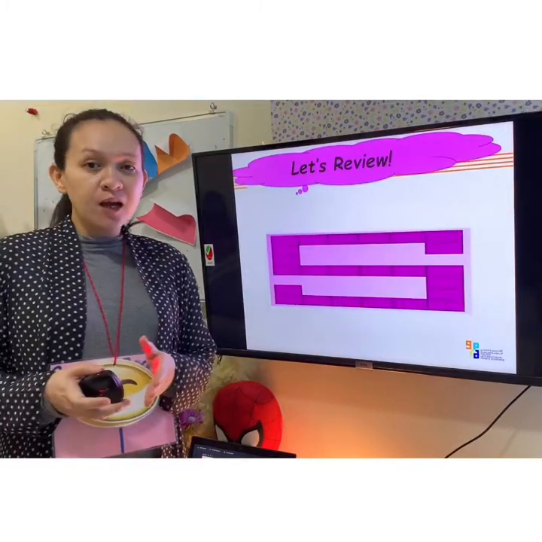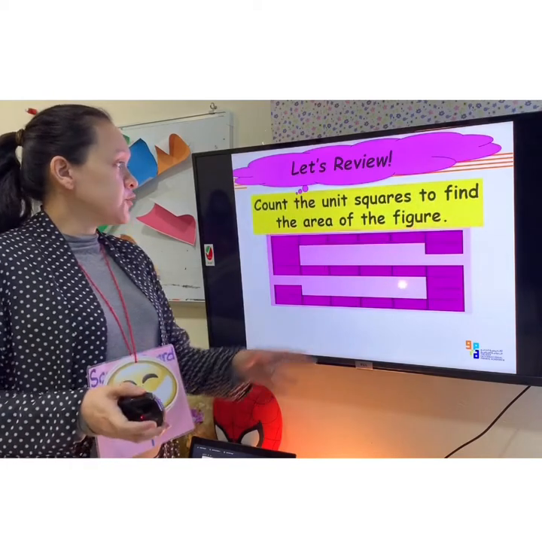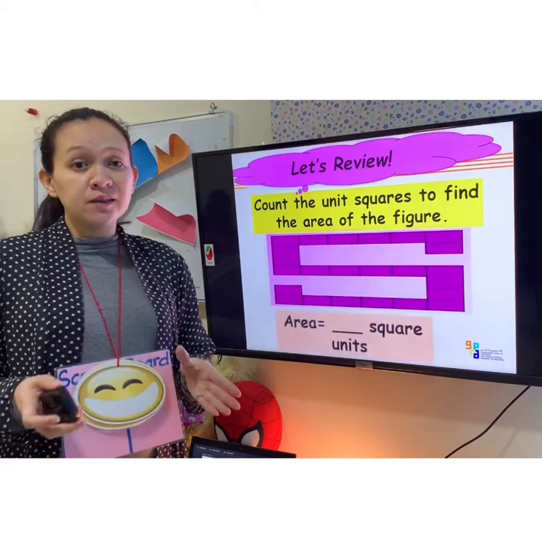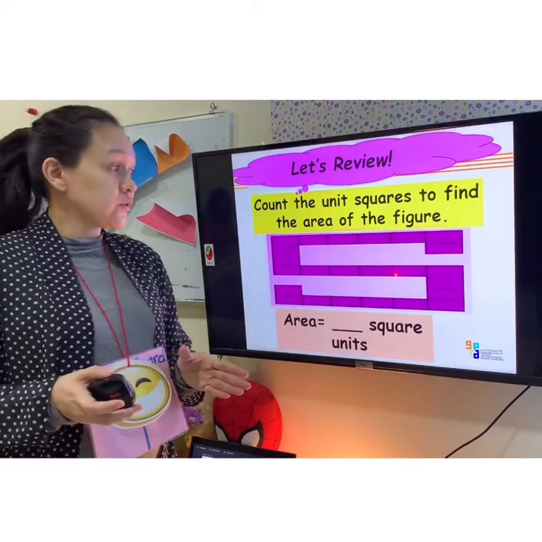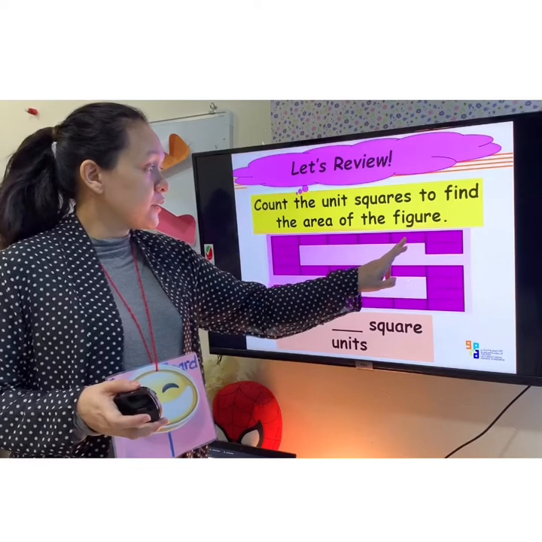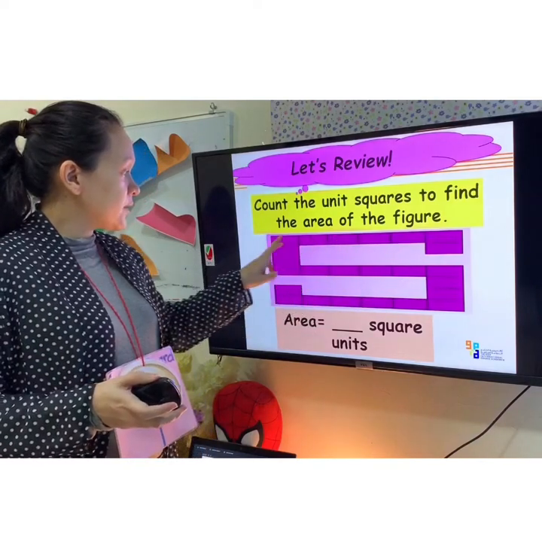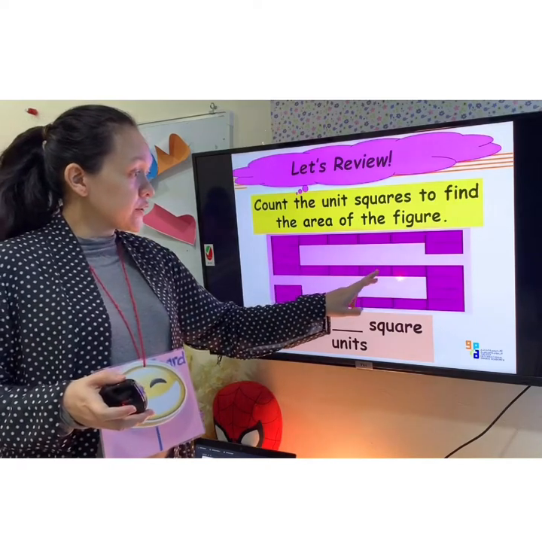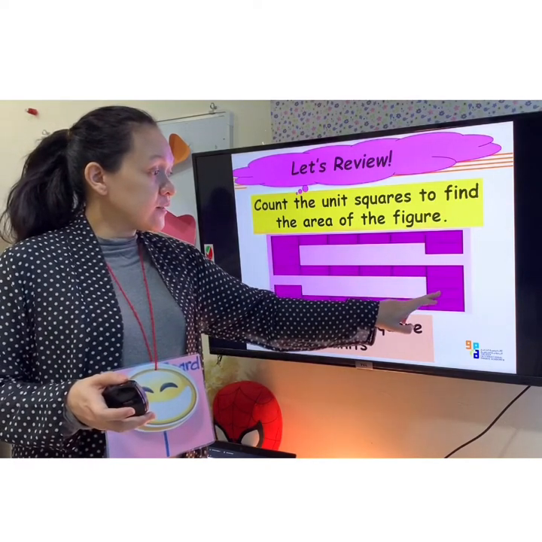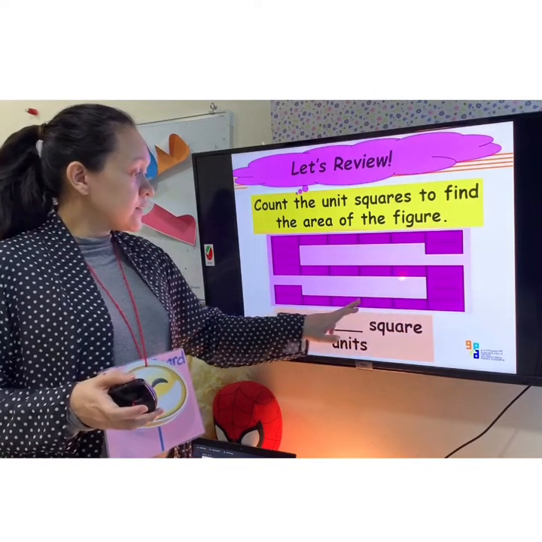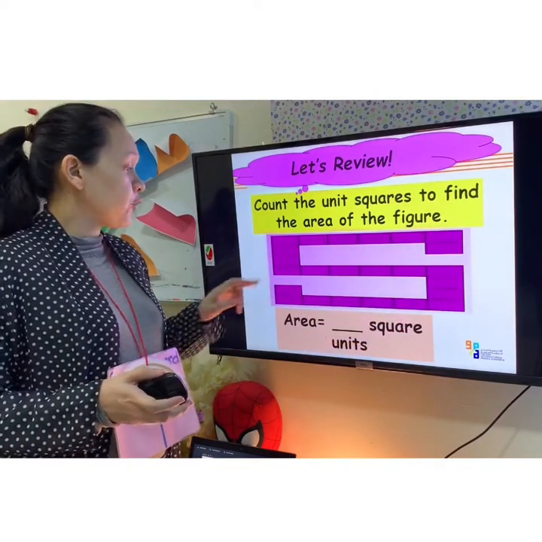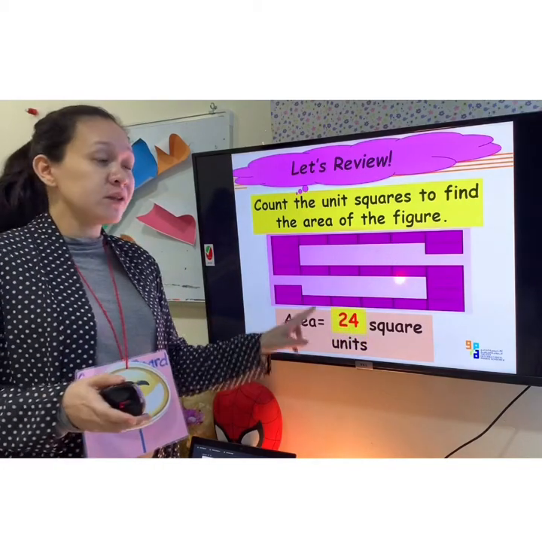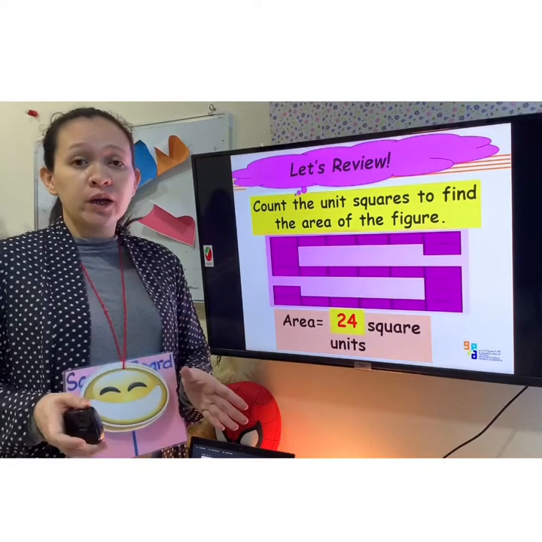Now let's have our review. All you have to do is to count the unit squares to find the area of the figure. So what do you think is the area here? We are going to count the unit squares. 1, 2, 3, up to 24. So we have 24 square units. So the area of this figure is 24 square units.